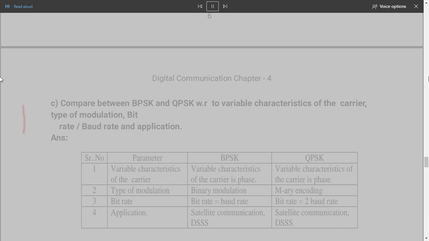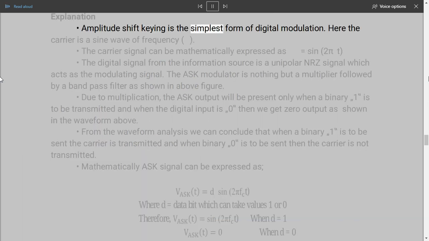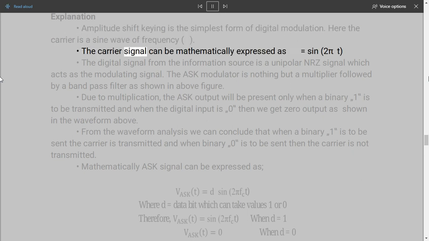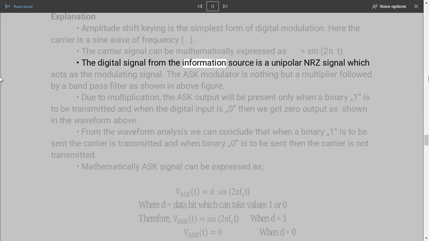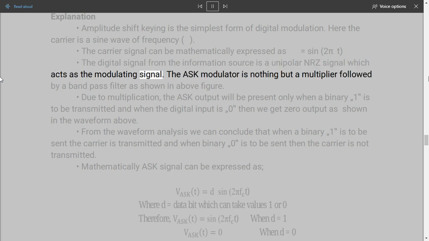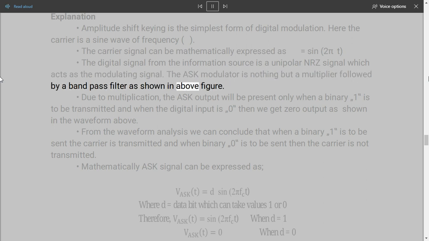Explanation. Amplitude shift keying is the simplest form of digital modulation. Here the carrier is a sine wave of frequency fc. The carrier signal can be mathematically expressed as sin 2πfct. The digital signal from the information source is a unipolar NRZ signal which acts as the modulating signal. The ASK modulator is nothing but a multiplier followed by a band-pass filter as shown in the above figure.